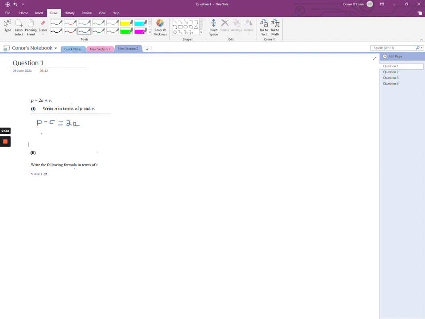I need to get A on its own, so I'll bring over the 2 and divide. That's all I have to do. So just get the letter on its own. So P minus C divided by 2 equals A.